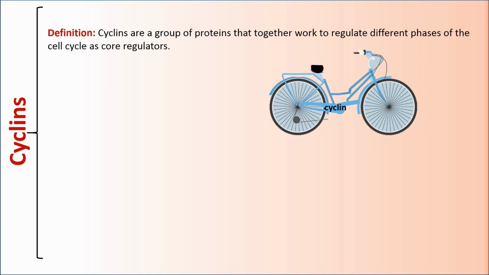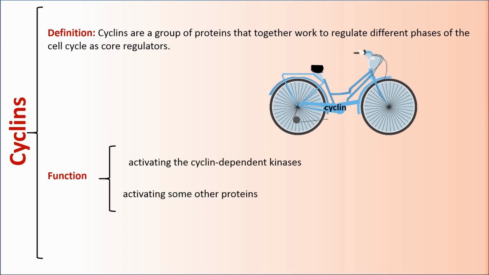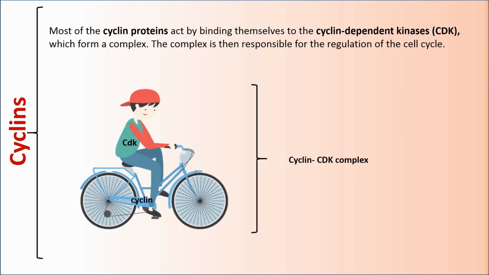Cyclins. Cyclins are a group of proteins that together work to regulate different phases of the cell cycle as core regulators. Function of cyclins: activating the cyclin-dependent kinases and activating some other proteins. Most of the cyclin proteins act by binding themselves to the cyclin-dependent kinases or CDK, which form a complex. The complex is then responsible for the regulation of the cell cycle.